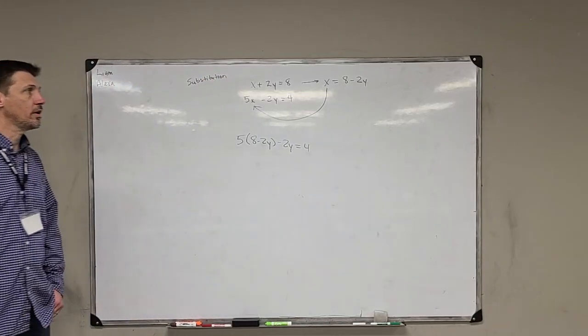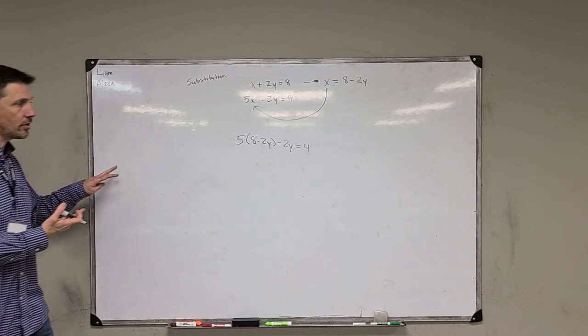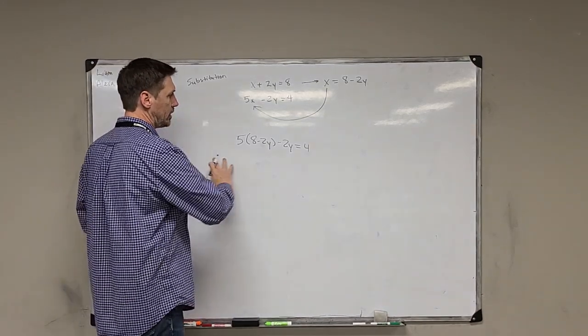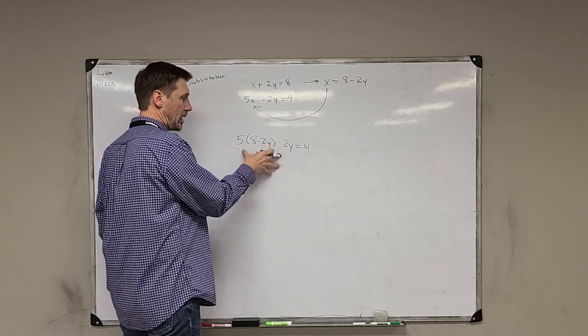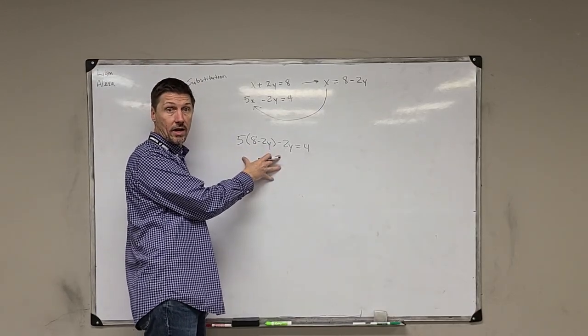So we solve for one of the variables, and then we take the value of that variable, we substitute it into the other equation, and we just simplify this guy. By doing that, we've now made this equation only have one variable, so we can figure out what the value of that variable is.